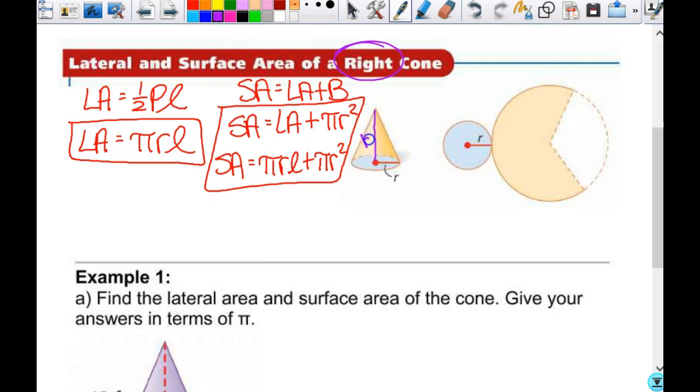This here could represent my height. This is my slant height for the cone itself. When you make a net out of it, you see the bigger circle that this sector comes from? The radius of this circle is the slant height.